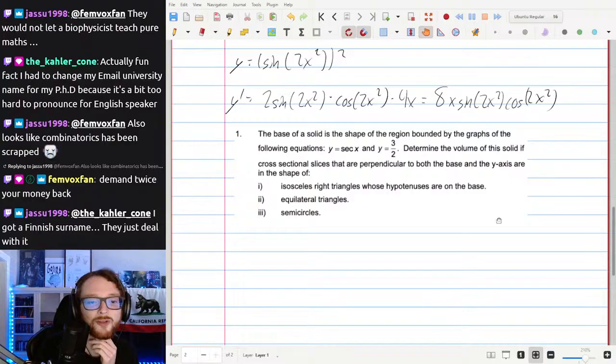The base of a solid is the shape of the region bounded by the graphs of the following equations. Y equals secant x, y equals 3/2. Determine the volume of the solid if the cross-sectional slices are perpendicular to both the base and the y-axis. Okay.